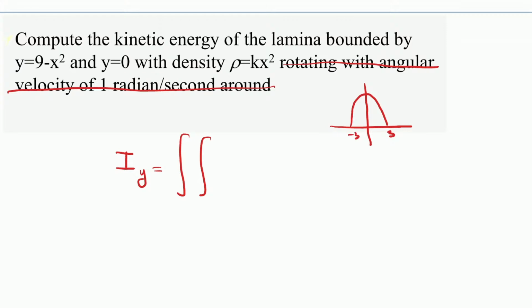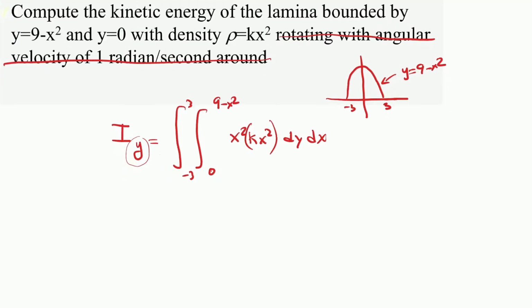3, -3, and this is y equals 9 minus x squared. Okay, so x goes from -3 to 3, y goes from 0 to 9 minus x squared. We have the kx squared dy dx, but the important thing is that for the moment about the y-axis, you throw an extra x squared in there. So that x squared is the extra stuff. It's just like when you're computing the average x value, you throw in an extra x. For the moment of inertia, you do an extra x squared.